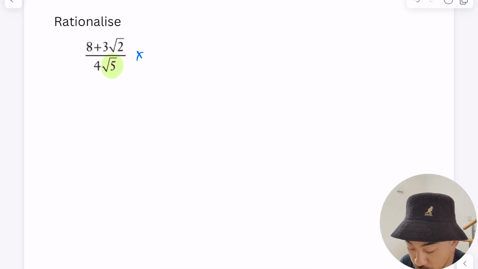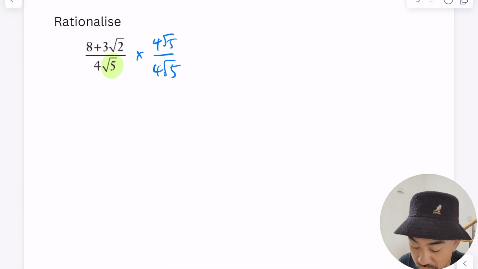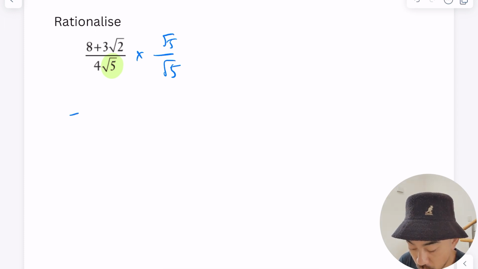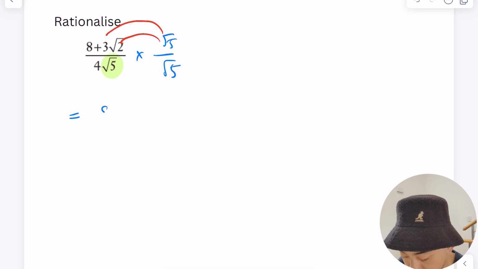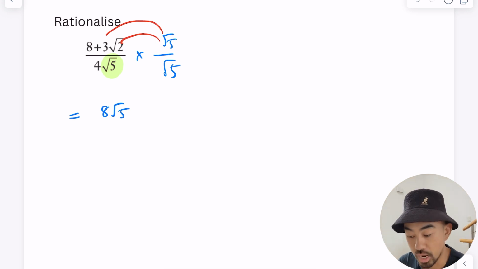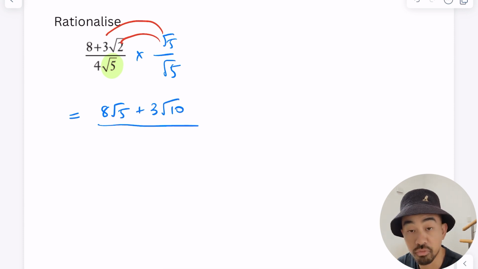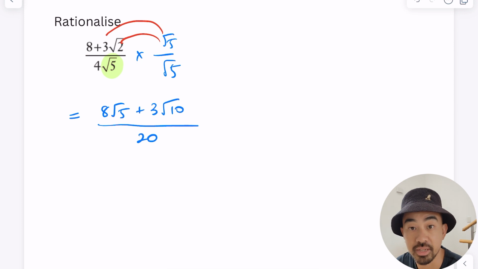Now, a lot of mistakes people make is they actually multiply by 4 root 5 over 4 root 5, when in reality you don't need that 4. Okay, so just take the root 5 over root 5, which is 1, so it doesn't really change what we're doing. Now, once we've done this, you're expanding this like you normally would when you multiply brackets. So 8 times root 5 is 8 root 5. 3 root 2 times root 5 is plus 3 root 10 over, so you've got 4 root 5 times root 5. So root 5 times root 5 is just 5, so 5 times 4 is 20. And make sure it doesn't simplify, and in this case it doesn't, so you're done.